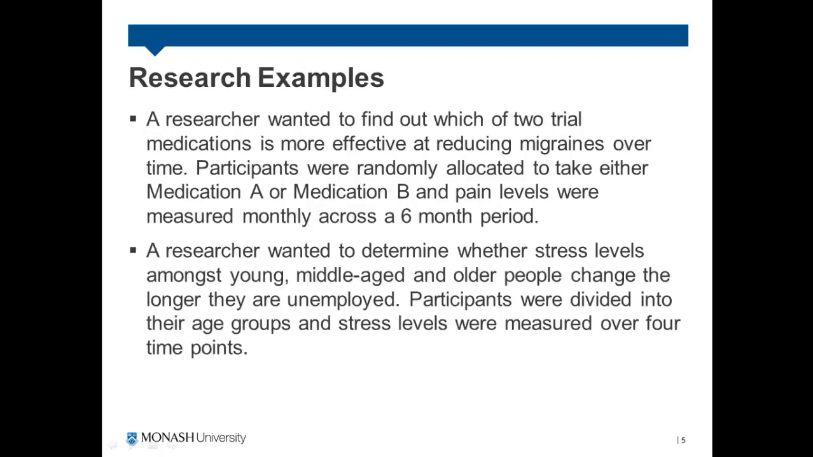Here are some research examples where it may be appropriate to use a two-way mixed model ANOVA. The dependent variable for the first question is the levels of migraine pain, and the two independent variables are type of medication and time. So this makes type of medication used as our between subjects factor, and the time variable is the within subjects factor. How about for example 2? Can you identify the dependent variable and the two independent variables? The dependent variable is stress level, and the two independent variables are age and time. So once again, time is our within subjects factor, and the between subjects factor is age group.